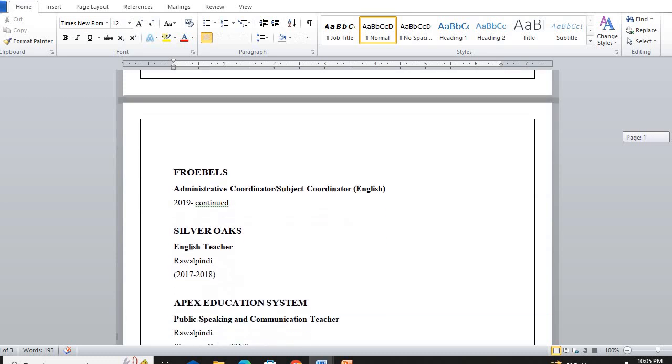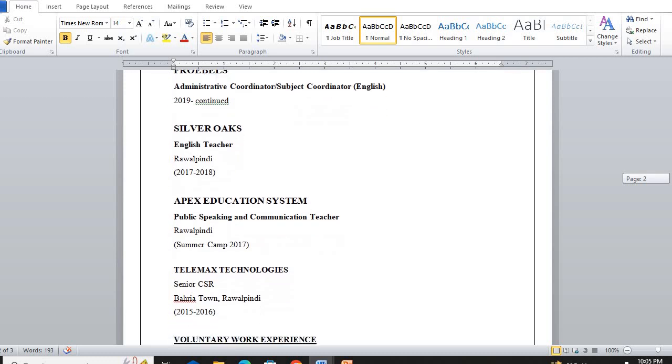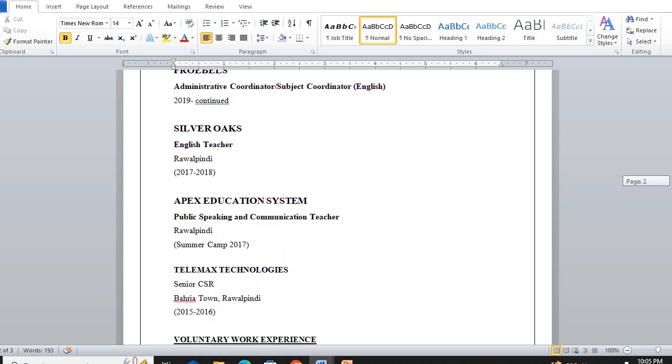Now you can see work experience is coming on page number 2. Frobels, Administrative Coordinator or Subject Coordinator English, 2019 till continued. Then before that, Silverox. Before that, Apex Education System. Before that, Telemax Technologies. Here, you can see this is all just experience. In the experience, we are also adding the city and the year.